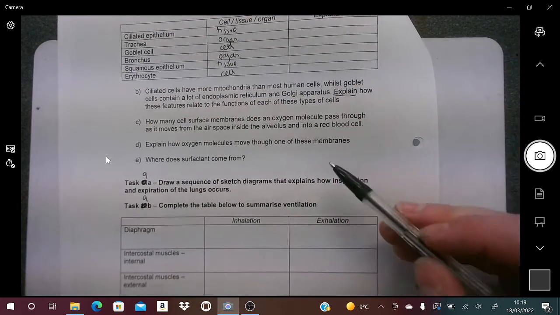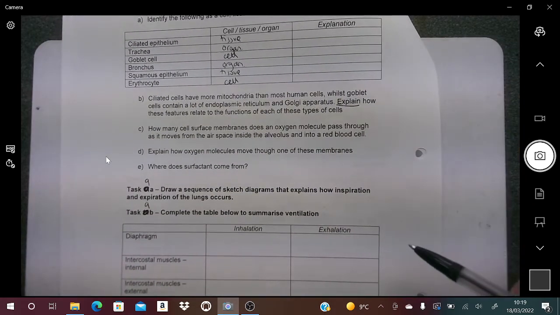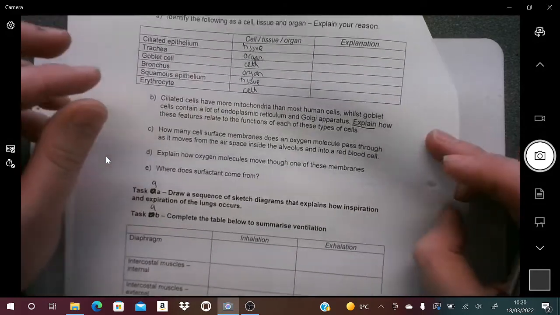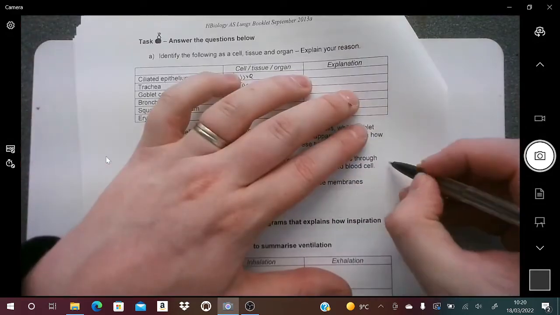How many cell surface membranes does an oxygen molecule pass through as it moves from the airspace inside the alveoli into a red blood cell? The answer is 5.